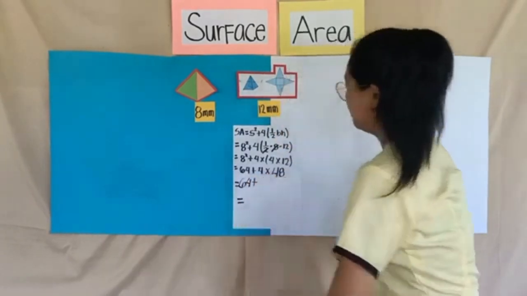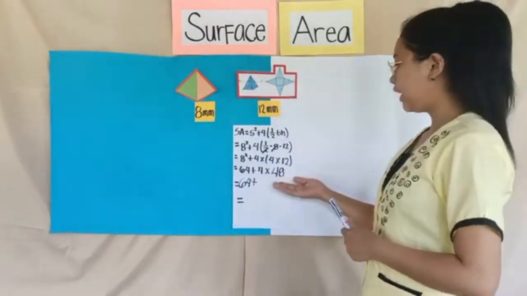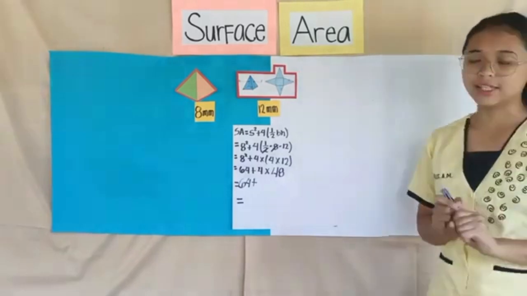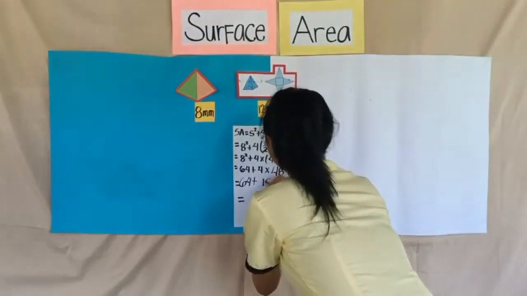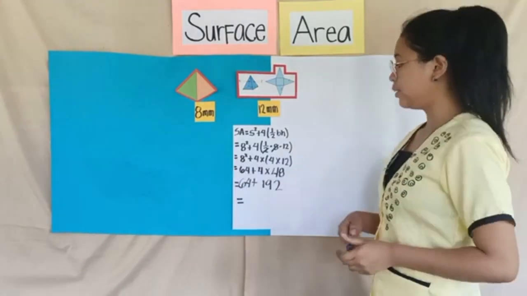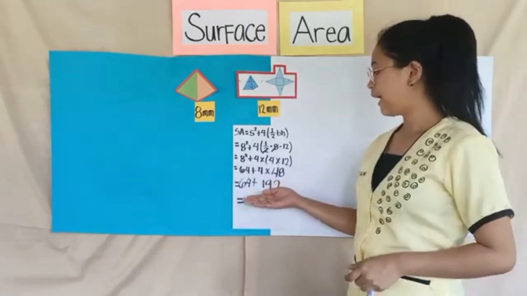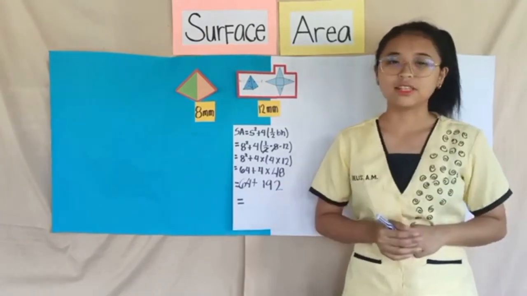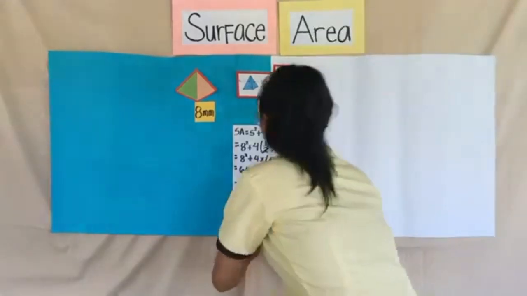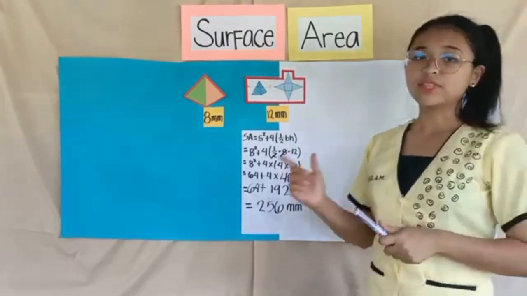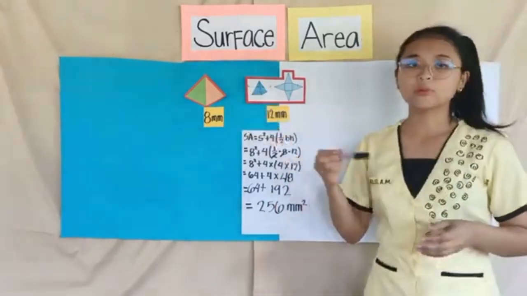Copy the plus sign. Now, if we multiply 48 times 4, what will be the answer? Very good. The answer will be 192. Now, the last thing we do is to add the remaining numbers, which is 64 and 192. So, 64 plus 192 is equal to, very good, the answer will be 256 millimeter squared. So this is the surface area of a square pyramid.